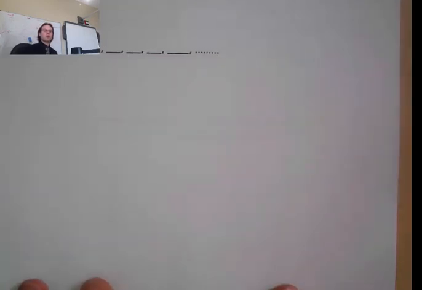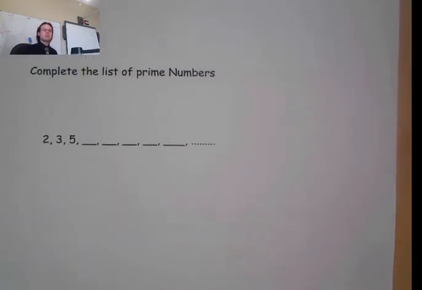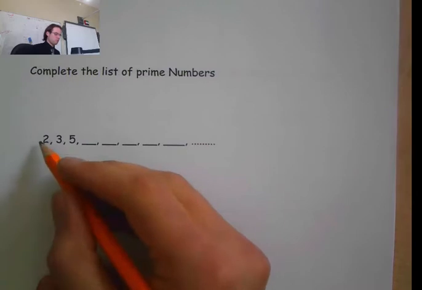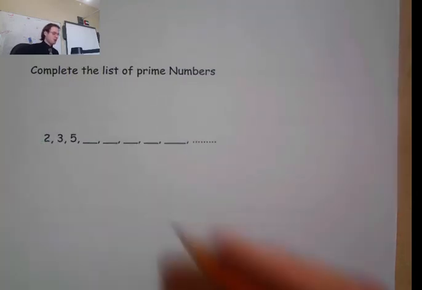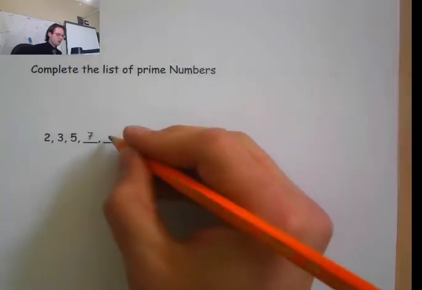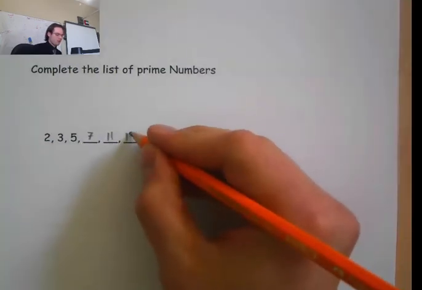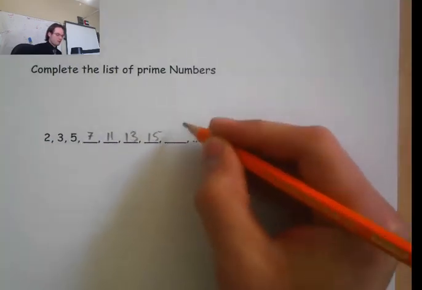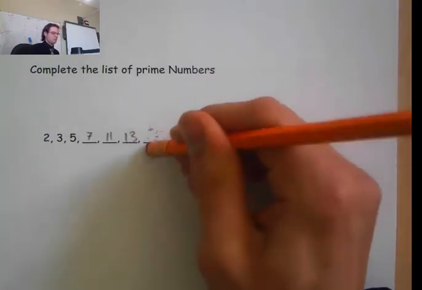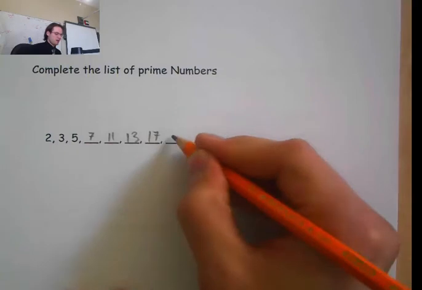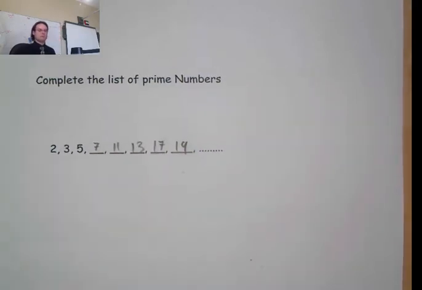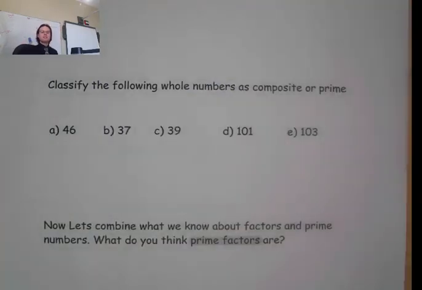So, here we go. Complete the list of prime numbers. Well, prime numbers are numbers that can only be divided by 1 and itself. So we have 2, 5, we have 7, we're going to have 11, we have 13 and 15. Oh, not 15, 13. 15 can be divided by 3 and 5. And we have 17 and 19. Okay? That's it.